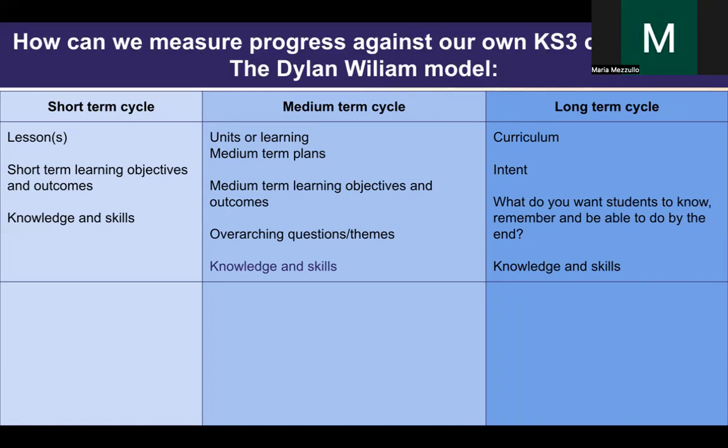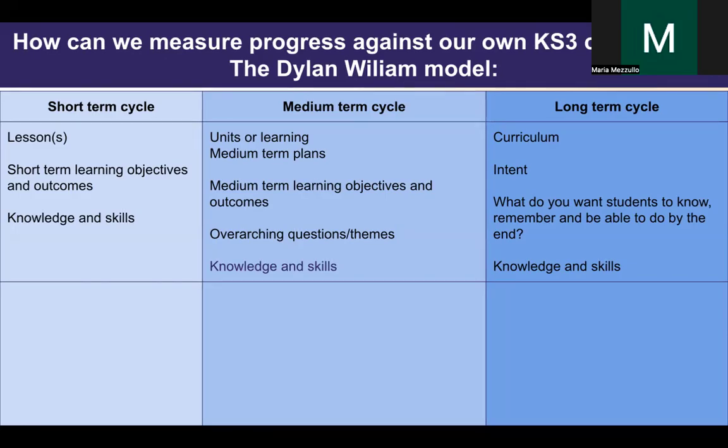And then we break it down, and we move from the intent to the implementation, and we think about the medium and the short-term cycle. And this is the real how you deliver the curriculum. So in the medium-term cycle, we're talking about units of learning or medium-term plans. We're talking about learning objectives and outcomes for medium periods of time, overarching questions and themes, okay, of both knowledge and skills that you want them to master. And then from that emerge your short-term cycle lessons, lesson by lesson, those learning objectives and outcomes for each lesson, but always feeding into that long-term cycle. So the three emerge from each other.